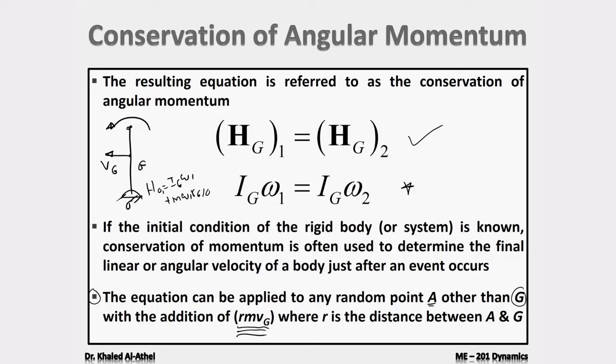If you are taking H at G, it's going to be only IG omega. If you are taking another point, you have to add mvr. Sorry, this is mvr, not omega. So it's going to be m multiplied by vr, so it's going to be vG times rG/O. Okay, so you have to add that part to it.